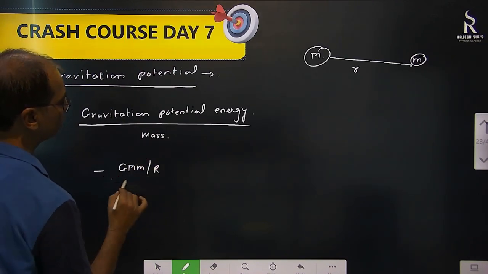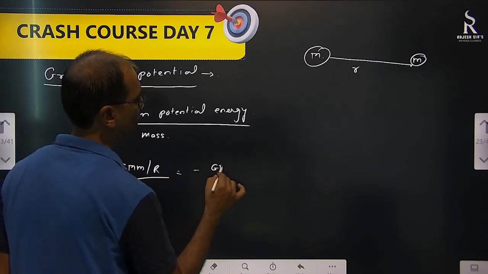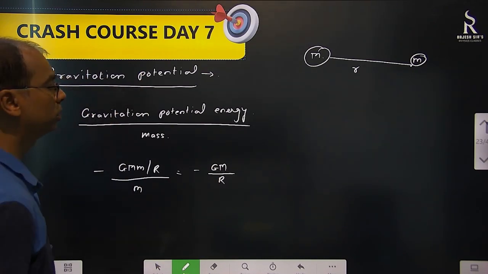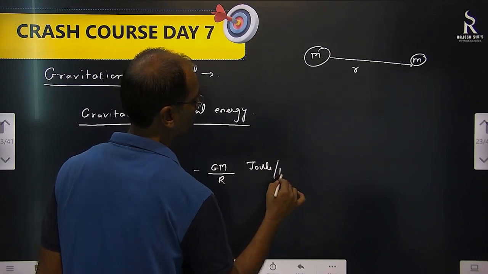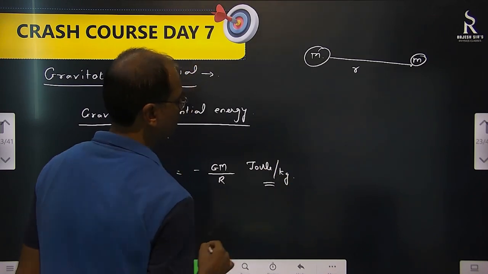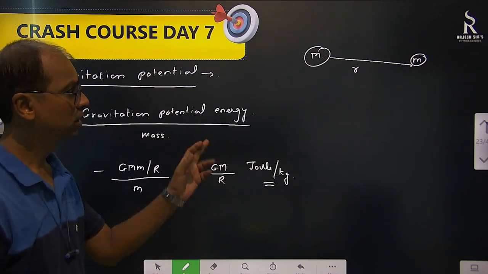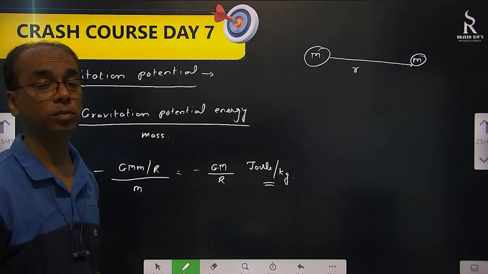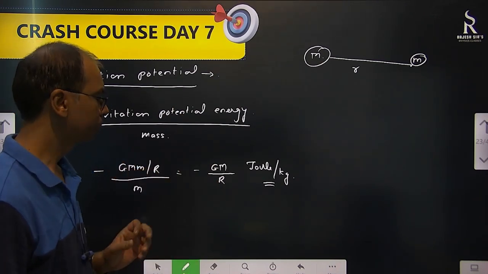Divided by the mass, which mass? m only, which you brought. So what are we getting? Minus G M by r. Okay, what is its unit? Joule per kg. This is gravitation potential. It's also negative. Yes, it's always negative because the force is an attraction force. So potential is always negative. So potential energy is negative and potential is also negative.